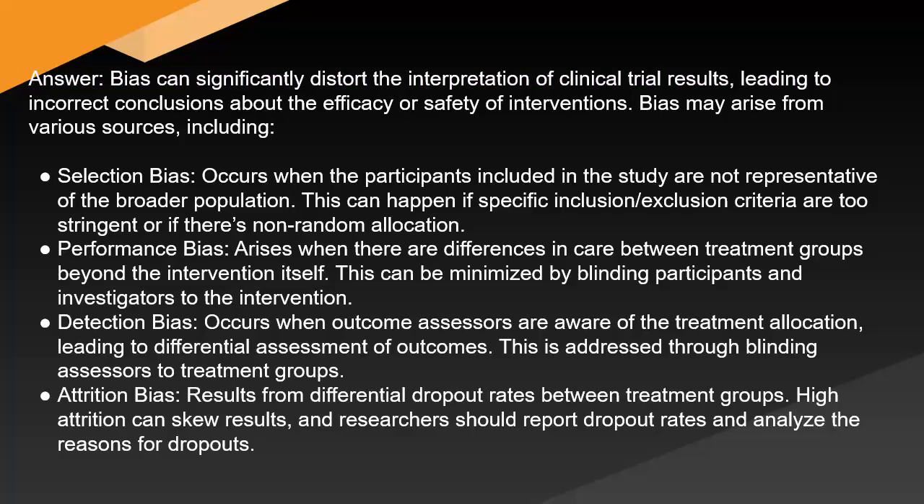Attrition bias results from differential dropout rates between treatment groups. High attrition can skew results, and researchers should report dropout rates and analyze the reasons for dropouts.